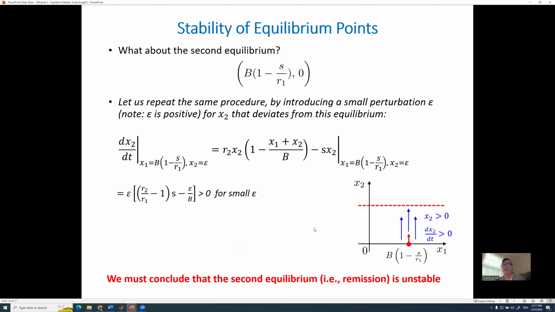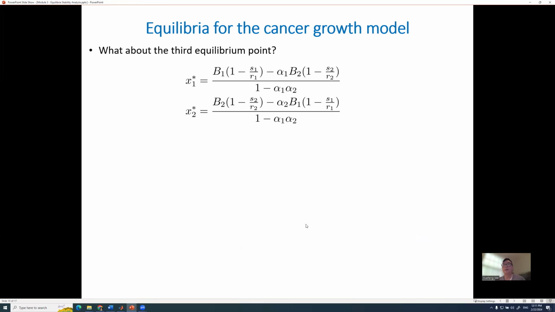So what about the third equilibrium point we talked about earlier? It turned out the third point is not really very relevant, because the third point means there are healthy cells in the organ and there are cancer cells in the organ. They coexist.